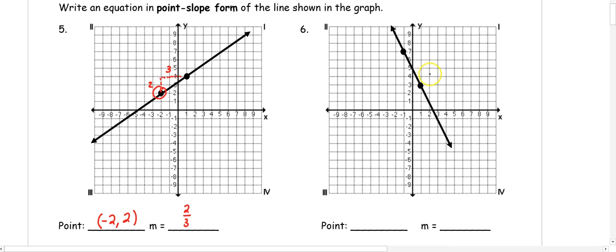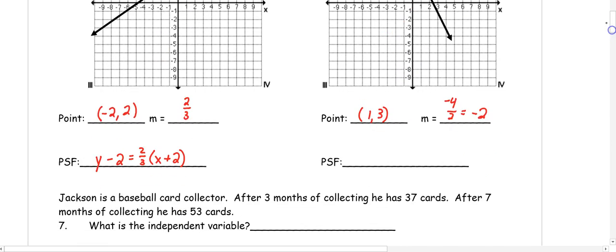In number 6, we need to pick a point. So this time, let's pick the point on the right. That point is 1, 3. And when I look at my slope, notice that my line is going down, so I should have a negative slope this time. So I went down negative 4 over 2. Negative 4 over 2 reduces to negative 2. So my equation here would be y minus 3 equals my slope negative 2 times x minus 1.